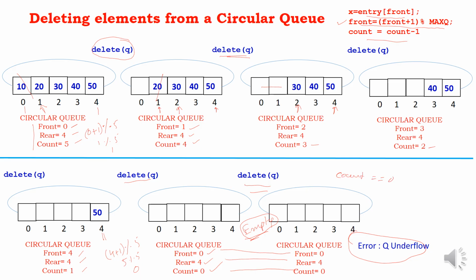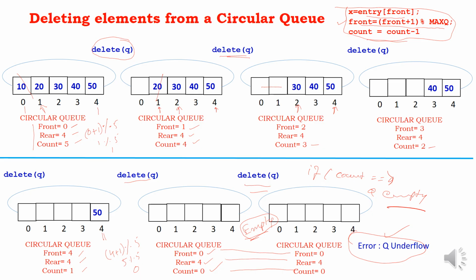Count is 0. If count is 0, Q is empty. If it is empty, it displays an error message. Otherwise, it performs these three instructions. Every time you attempt to delete, it checks if Q is empty. If Q is empty, an error message will be displayed. If it is not empty, an element can be removed. Front is changed and count is changed.